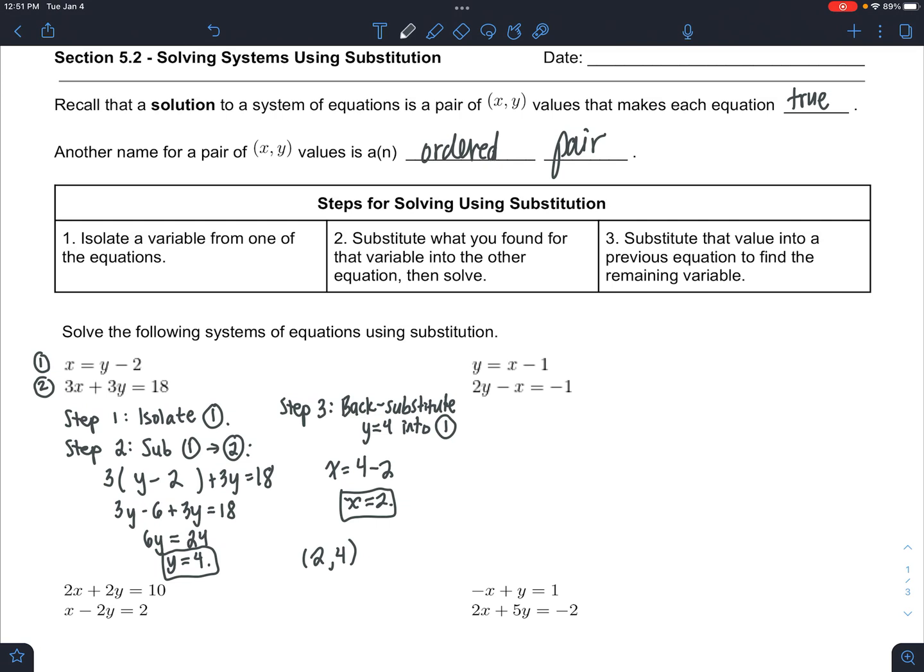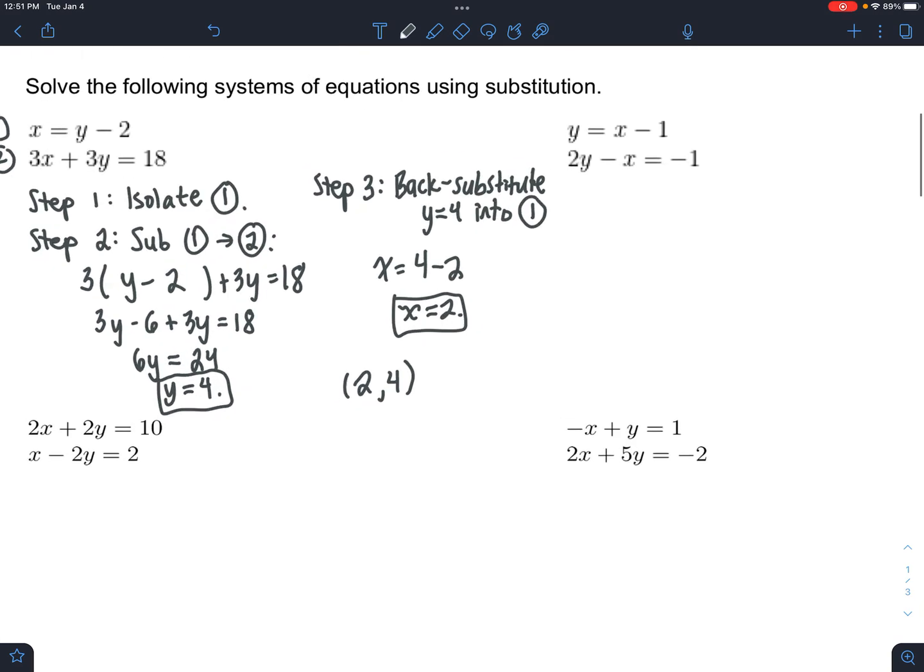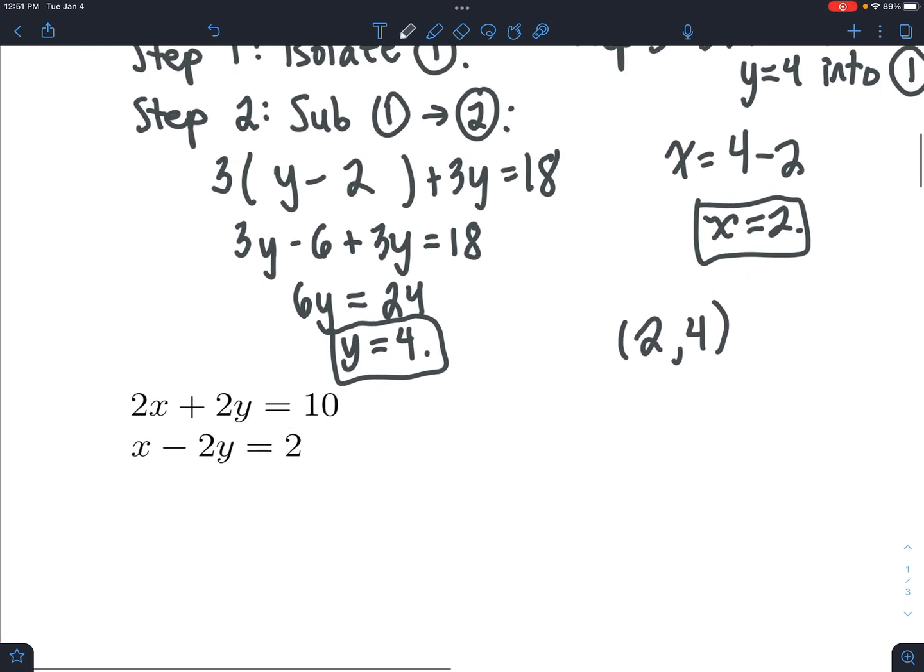So I'm just going to go through and write out the steps for the next one, but for the other ones, I'm just going to go at it. I'm going to do this one next. So this is my first, this is my second.